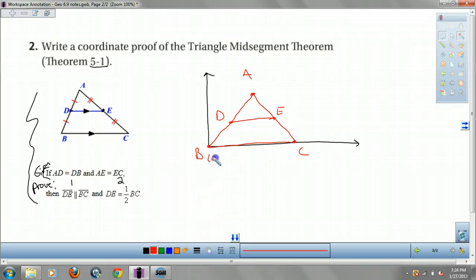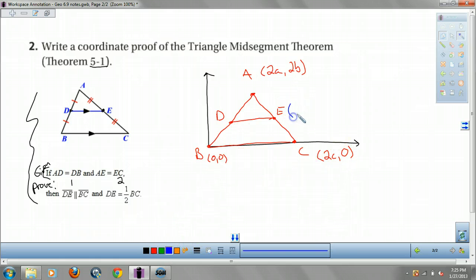B's point is going to be 0, 0. A will make 2A, 2B. Again, we're using 2 in front because we're going to cut them in half because it's a mid-segment. So that means C, I'm going to make 2C, 0. Right?